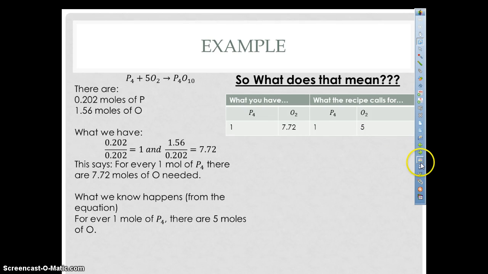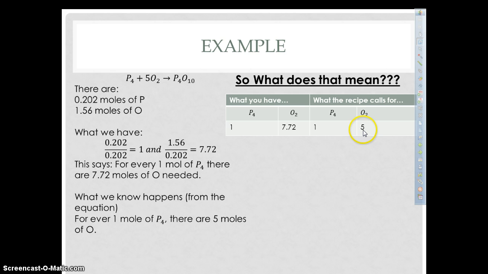Right, we always want to compare what we have to what the recipe asks for. So here's our ingredients. We had the 1 mole of the phosphorus and 7.72 of oxygen. And the recipe called for 1 phosphorus and 5 moles of oxygen. So now we look at the numbers and we ask ourselves, what do I have enough of? What do I have too much of? How do the numbers compare? So I have 1 phosphorus that I need, and I have that. Okay, I have my 1 phosphorus, the recipe asks for 1.